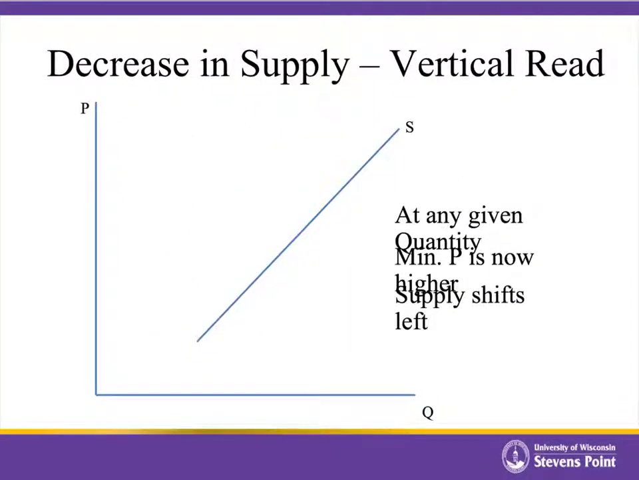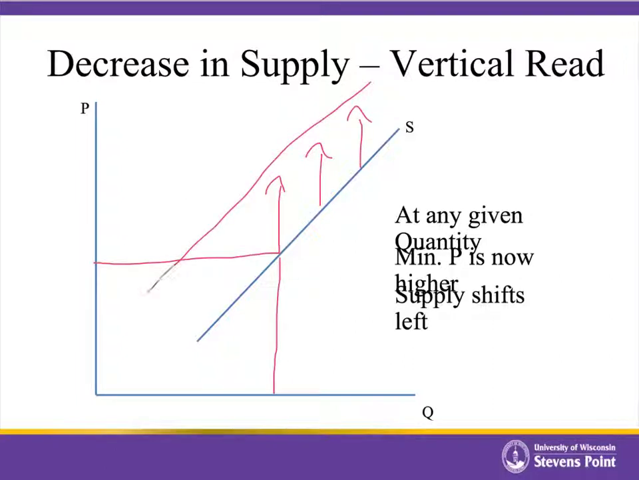With the vertical read, if we started with this price and quantity, firms aren't as willing to sell as much as they were before. So in order for firms to still be willing to sell the same quantity, they'd have to receive a higher price. The price required for any given quantity is higher than before, and we're going to get a new supply curve that is a decrease in supply. Or again, the horizontal read is always easier for interpretation. We have a leftward shift or a decrease in supply.